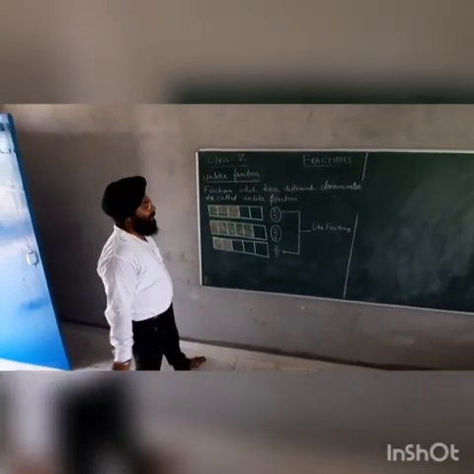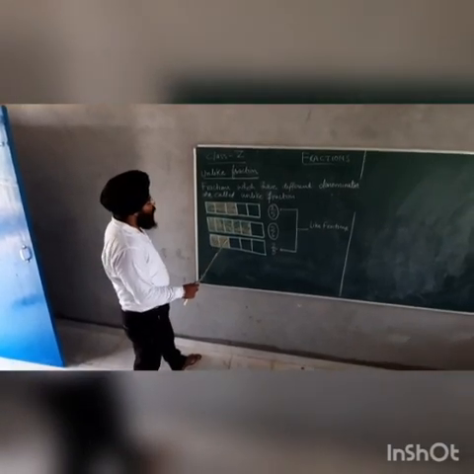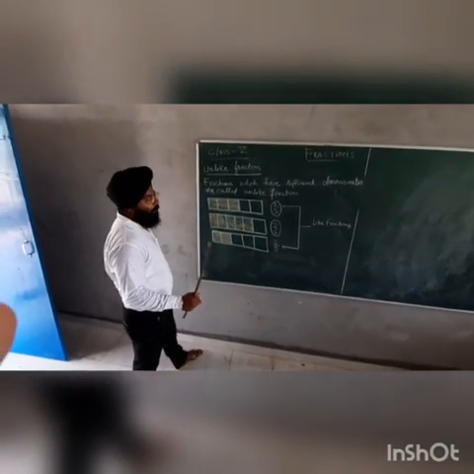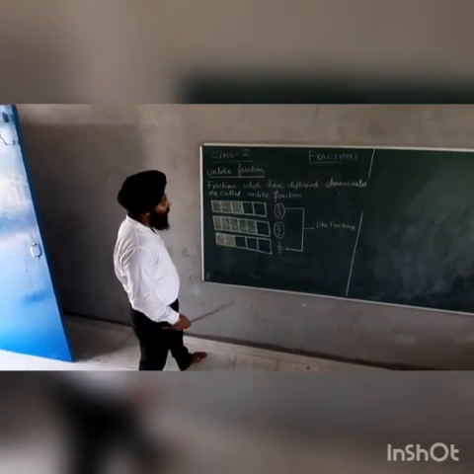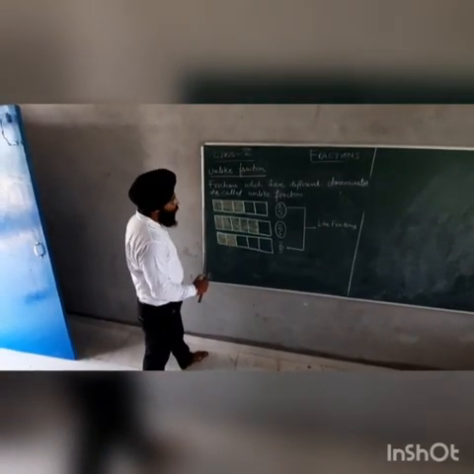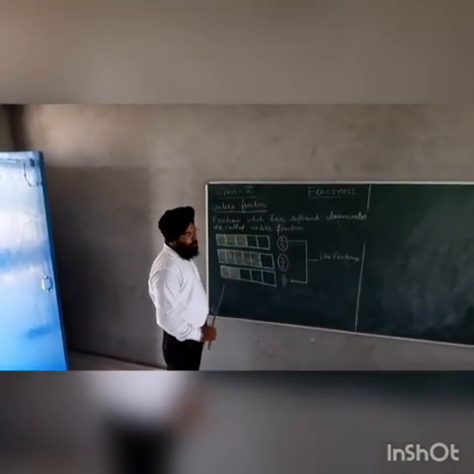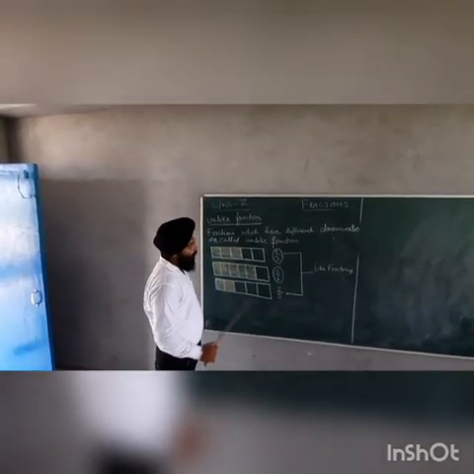Now how many boxes are there? 1, 2, 3, 4, 5. There are 5 total boxes. How many boxes are shaded? 1 and 2. The fraction is 2 by 5 because 2 boxes are shaded out of 5.